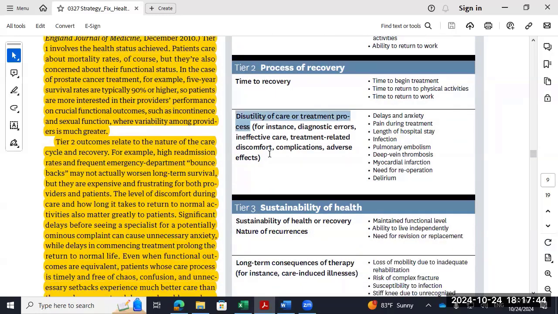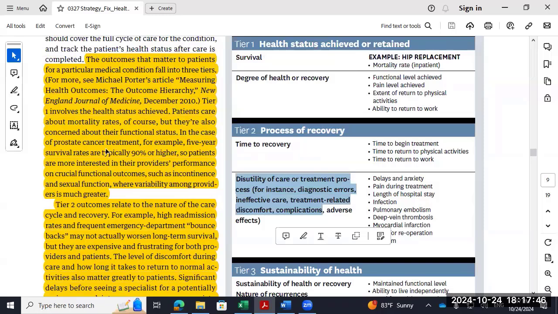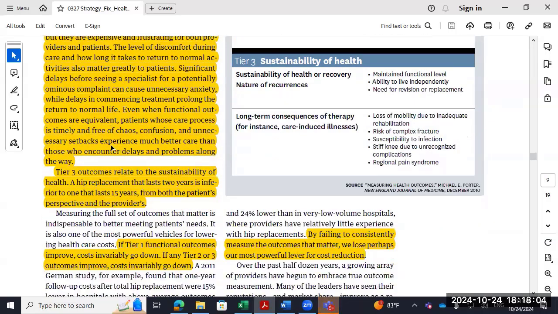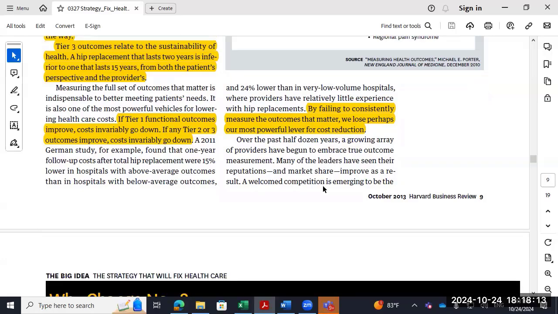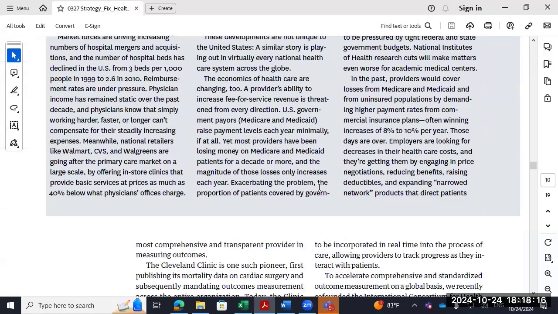And you can somewhat see that in some of these, because some of these are mistakes hospitals make where they actually make money by making the mistake because they have to treat the patient again. But costs go down relative to the health of the patient. Revenues may go down as well, but if that's the case, they can see more patients because they don't have to readmit some of these patients. By failing to consistently measure the outcome that matter, we lose perhaps our most powerful lever for cost reduction. But again, it's not easy. None of these are easy things to measure.